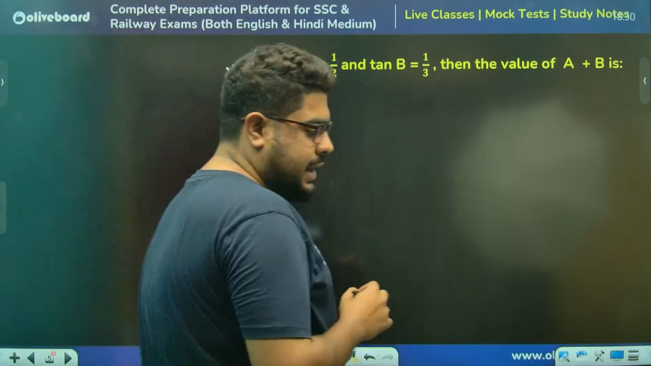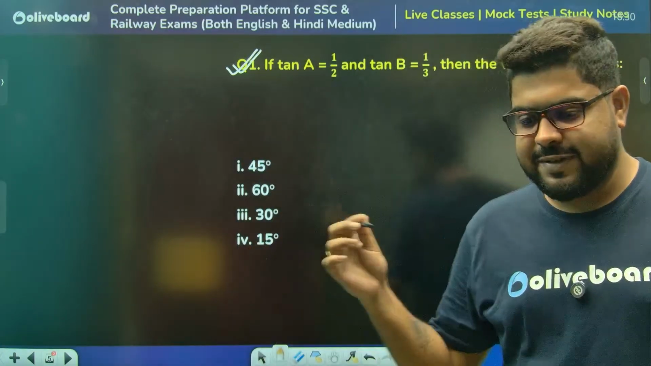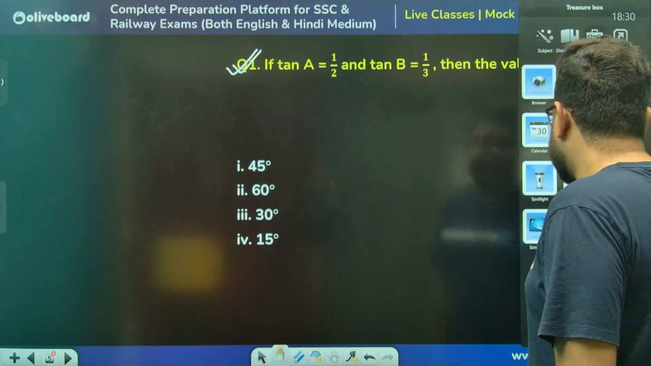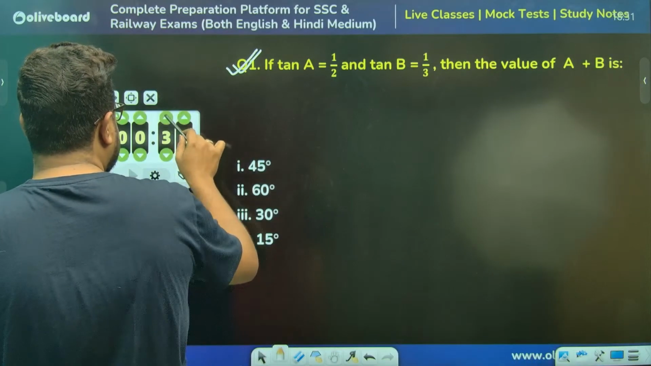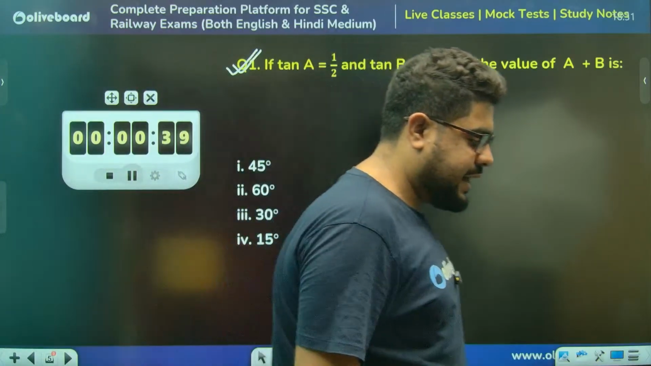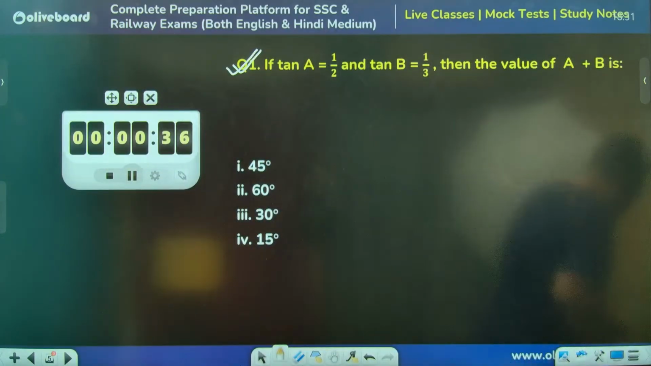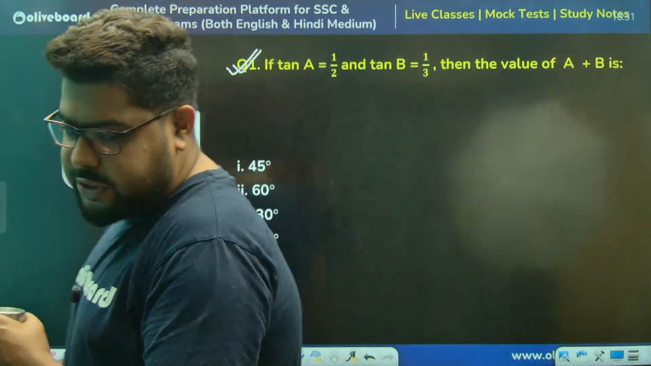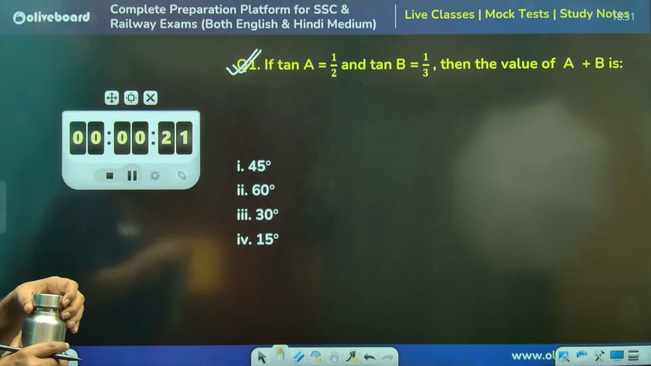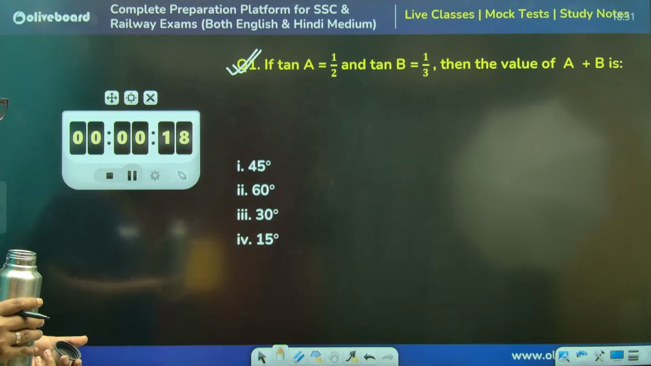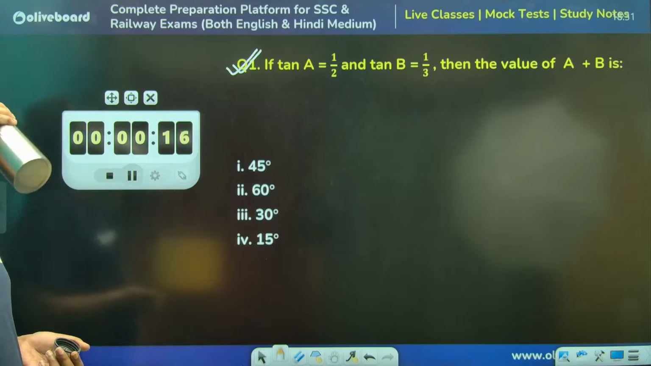I'll give you a few seconds for each and every question. The first question right in front of you is based on trigonometry identities. 40 seconds I'm giving you. Everyone try and solve, and tell me the answer. These questions are chosen after very extensive research, so take these questions seriously. Very similar questions you will find in your CGL.